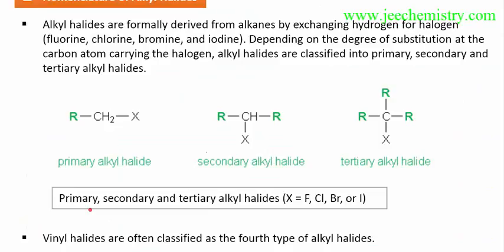Now we learn the naming. This is a primary alkyl halide, this is a secondary alkyl halide, and this is a tertiary alkyl halide. Alkyl halides are formally derived from the alkane by exchanging the hydrogens for halogens: fluorine, chlorine, bromine, iodine. Any one hydrogen, two hydrogens can be replaced. By putting halogens in place of these hydrogens we get alkyl halides, classified as primary, secondary, tertiary depending on the degree of the carbon atoms carrying the halogens.